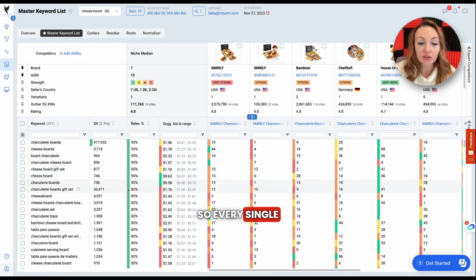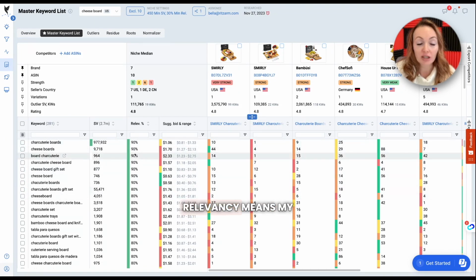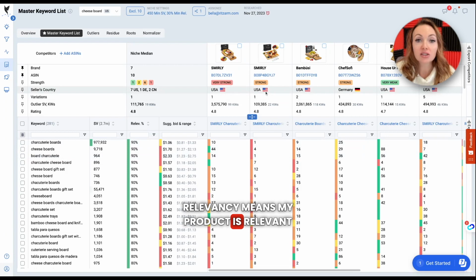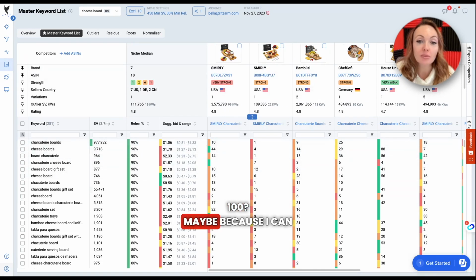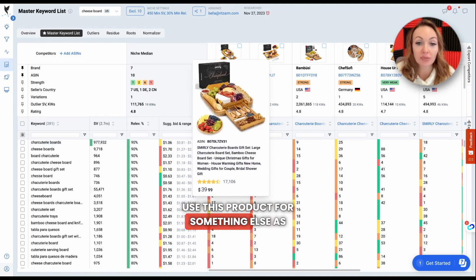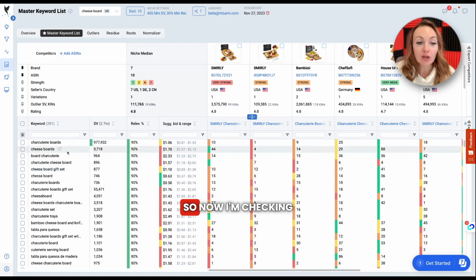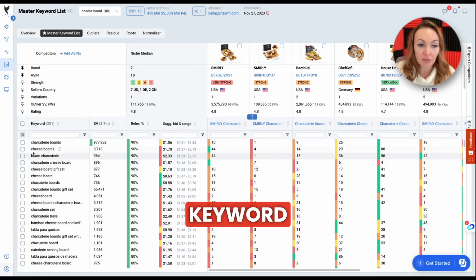So every single keyword I have here has a relevancy of 90%. Relevancy means my product is relevant to something they're searching for. So if it's my charcuterie board, I have to sell charcuterie board and my relevancy is 90%. Why is it 90 and not 100? Maybe because I can use this product for something else as well, maybe like a serving tray or something like that, right? So now I'm checking every single keyword I have here.